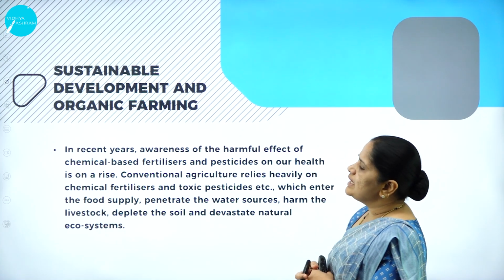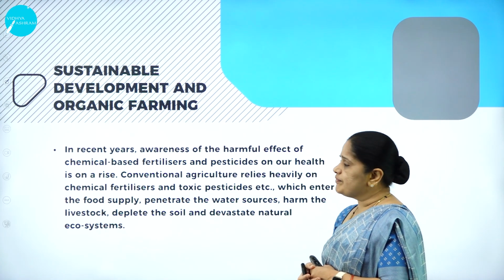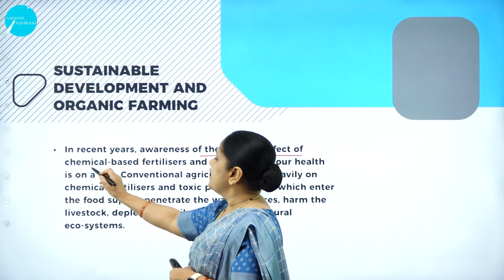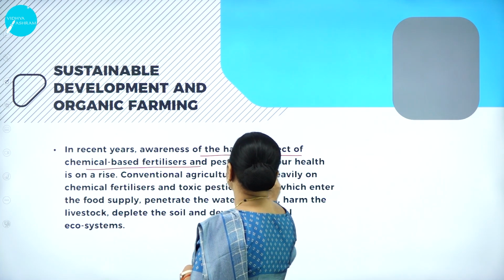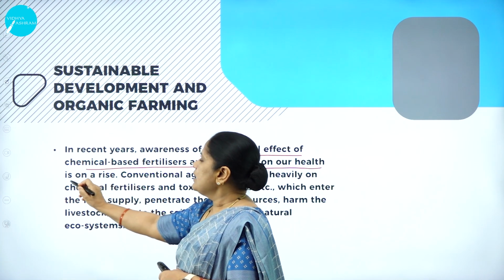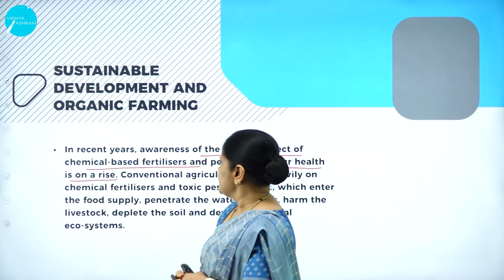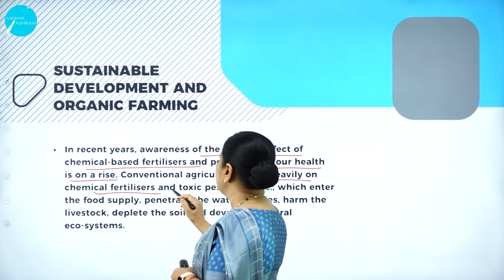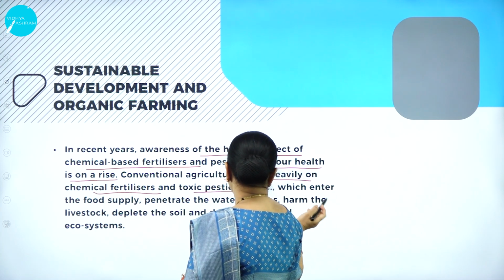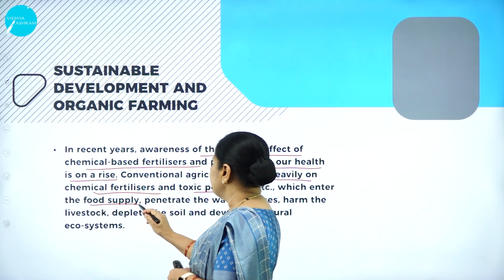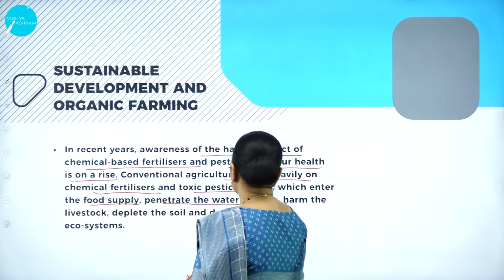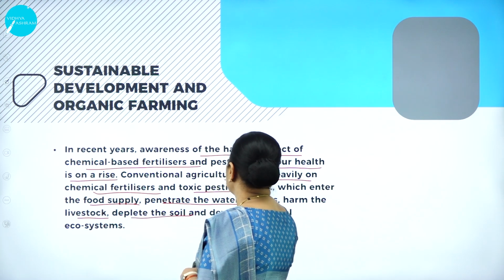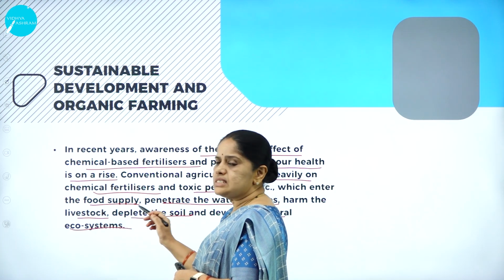Then, sustainable development and organic farming. In recent years, awareness of the harmful effect of chemical-based fertilizers and pesticides on our health is on the rise. Conventional agriculture relies heavily on chemical fertilizers and toxic pesticides, which enter the food supply, penetrate the water sources, harm the livestock, deplete the soil, and devastate the natural ecosystems.